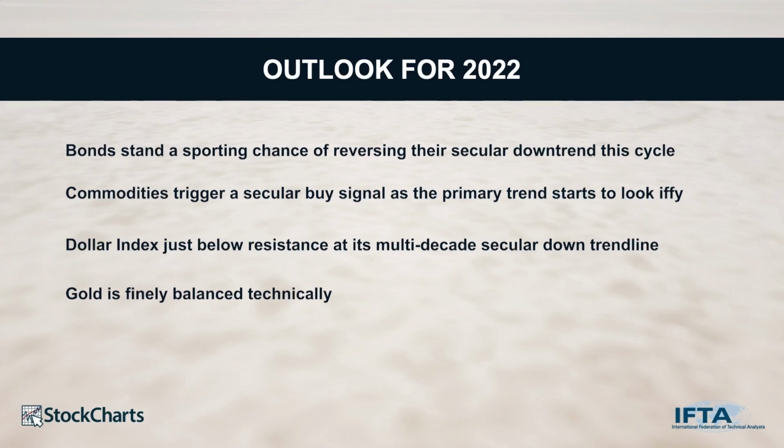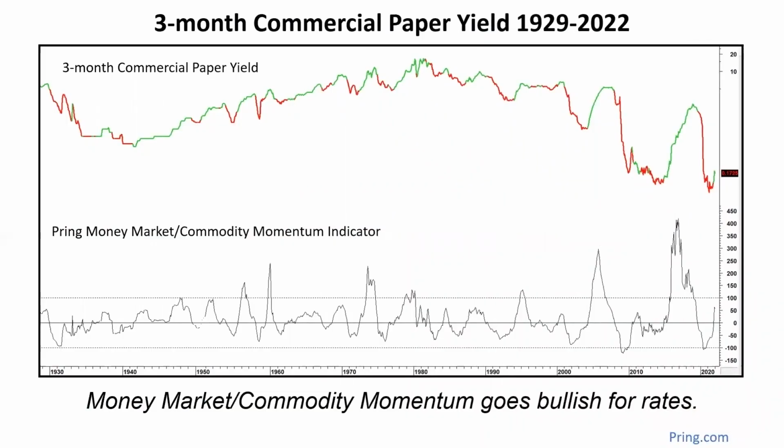So let's first of all look at the US credit markets and take a look at the yield on 3-month commercial paper, money market yields. You can see that the chart is highlighted in green and red, according to our money market commodity momentum indicator model. When this indicator at the bottom is above 0, we get one of those green highlights that indicates the trend of money market rates is a higher one. When it crosses below 0, we get a red highlight indicating it's bearish.